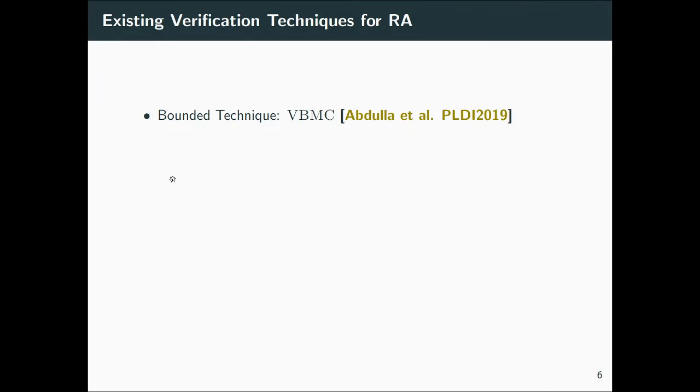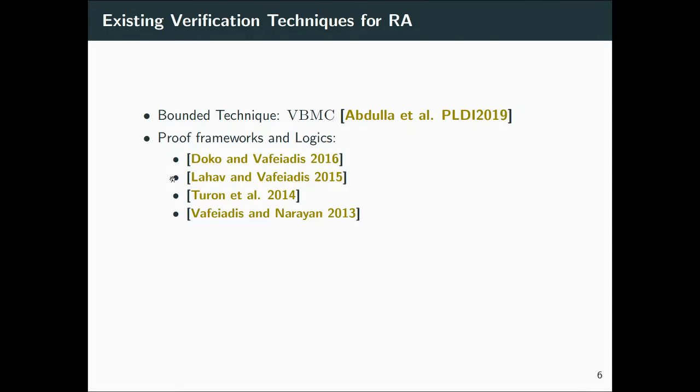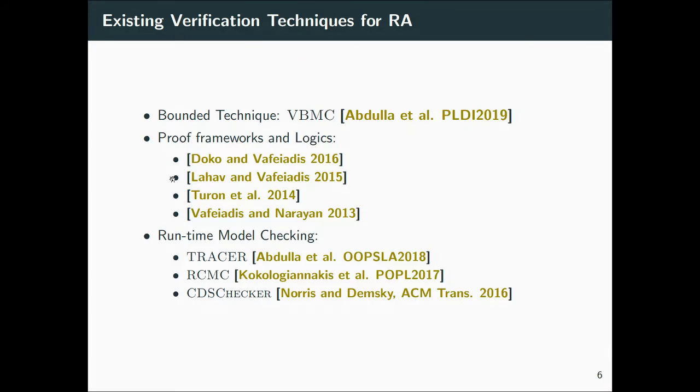Let's try to look at the landscape of verification techniques for the RA memory model. First, we have VBMC. It is bounded in terms of the number of view switches and hence cannot explore the entire state space. There are some logic and proof frameworks, but they all require human intervention. Some runtime techniques have been proposed over the past 4 years to analyze RA programs, but they limit the analysis to a fixed input. Clearly, all of these techniques are limited in their capability. Our current work is an effort to fill this gap by providing an efficient and sound verification technique.